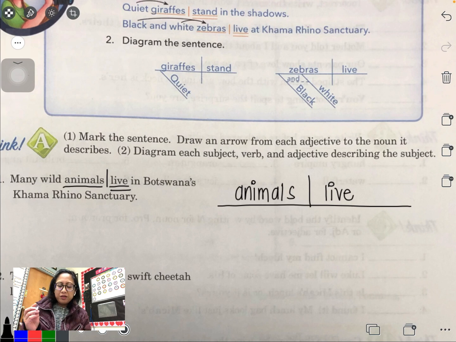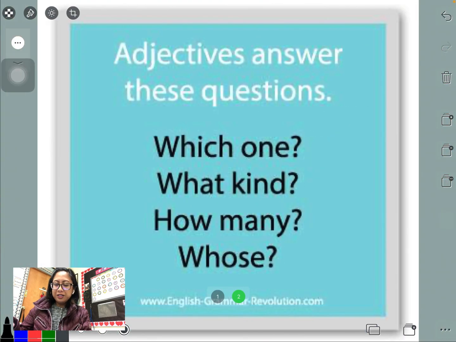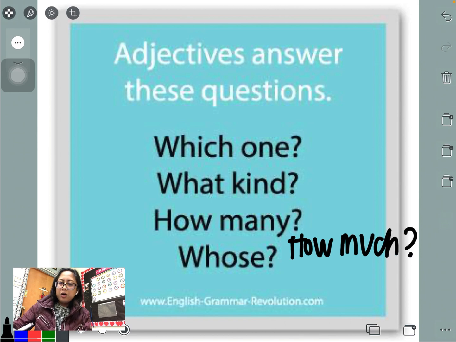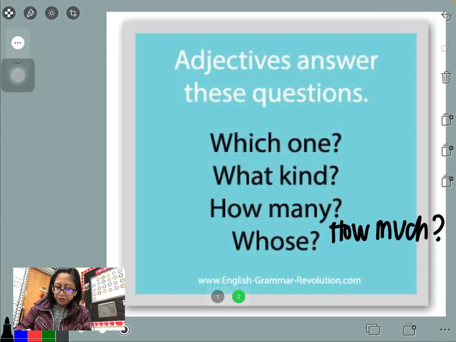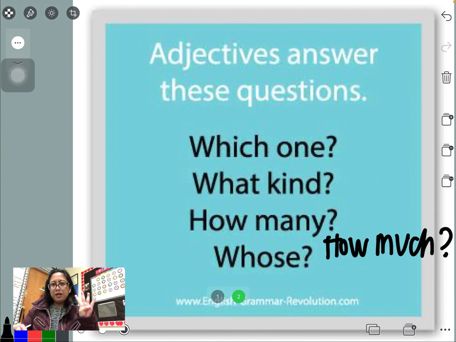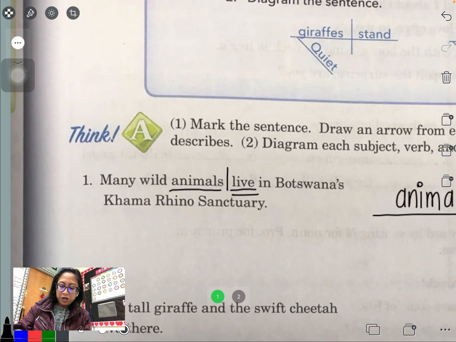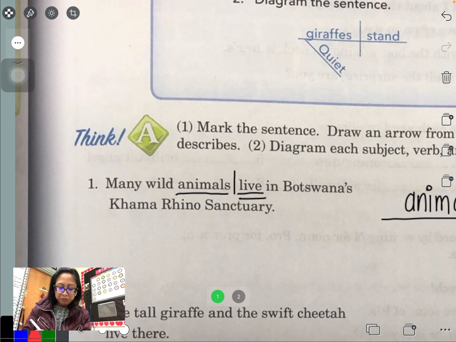This is the fun part. I need to figure out the adjectives. Remember, they describe a noun. And as I pointed out here, these are the 5 questions. Arg, they're missing one. How many? How much? Sorry. Okay, so I have to use these to figure out what the adjectives are. Which one, what kind, how many, how much, whose. The noun that we're describing here is animals. So then I ask myself, how many animals? Many. What kind of animals? Wild. And then I'm done.